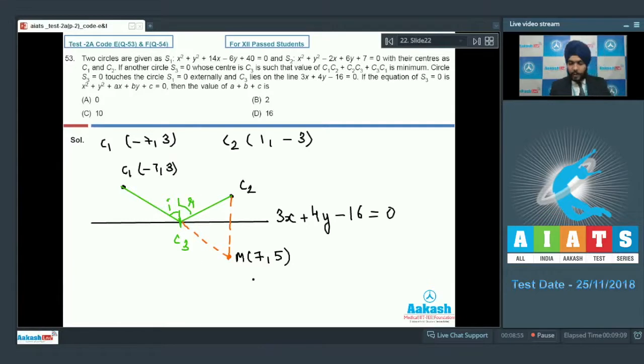From here you can write down the equation of C1M and you will get the value of C3 as (0, 4). So it is all about writing the equations, calculating the mirror image and then solving two lines. Very easy calculation, you can do it yourself. C3 is (0, 4). So I have got the center.